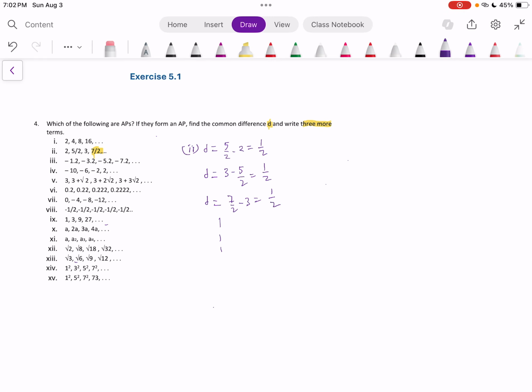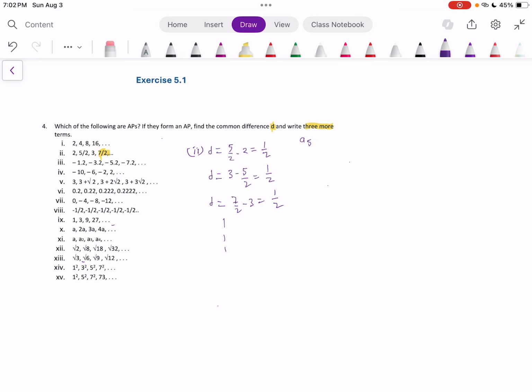So this is 1, 2, 3, 4, so A5 is going to be A4, which is 7 over 2 plus 1 over 2, so 8 over 2, which is 4. A6 is going to be 4 plus 1 over 2, which is 9 over 2. A7 is going to be 9 over 2 plus 1 over 2, which is 5. That's what it is.